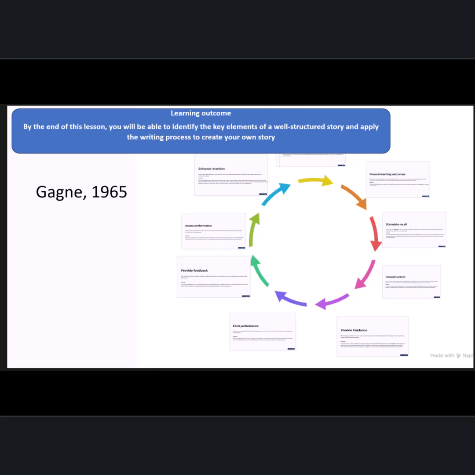By the end of this lesson, the student will be able to identify the key elements of a well-structured story and apply the writing process to create their own story. So we will look at the first event of instruction.